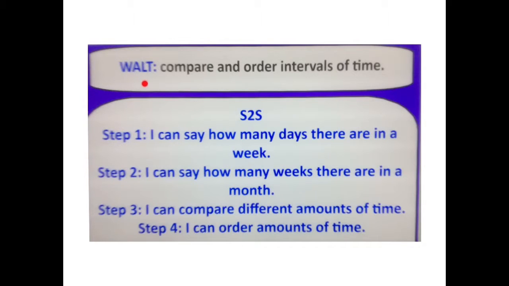This week, we are learning to compare and order intervals of time. To do this, mates, we need our steps to success. Step 1, I can say how many days there are in a week. Step 2, I can say how many weeks there are in a month. And step 3, I can compare different amounts of time. Step 4, I can order amounts of time. We need to be able to do these 4 steps in order for us to say that we can compare and order intervals of time.